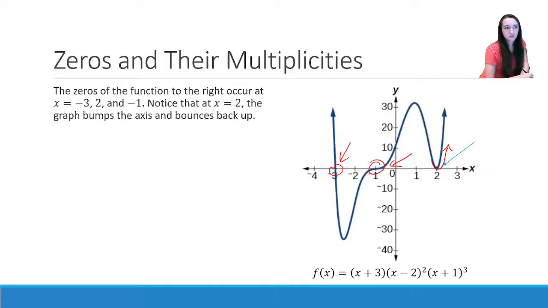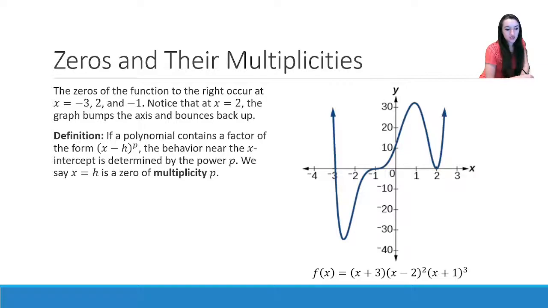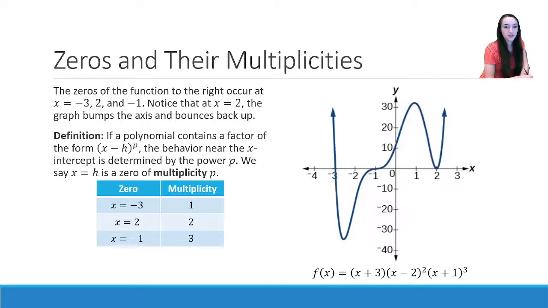So what does that mean? Well, if a polynomial contains a factor of the form x minus h to the power p, the behavior near the x-intercept is determined by that power. We say x equals h is a zero of multiplicity p. So we have these three zeros. They have three different multiplicities. Specifically, x equals -3 has multiplicity of 1.